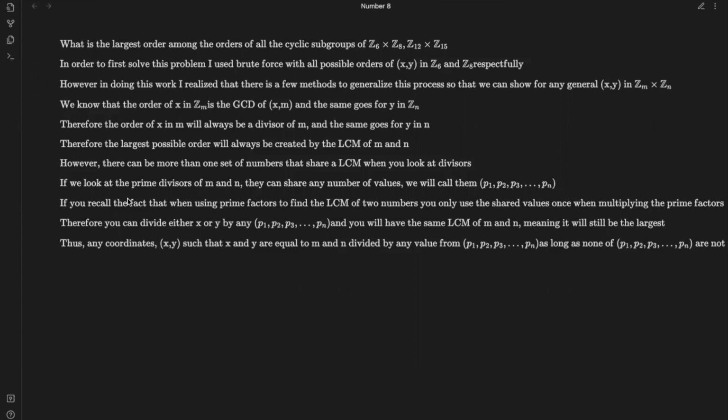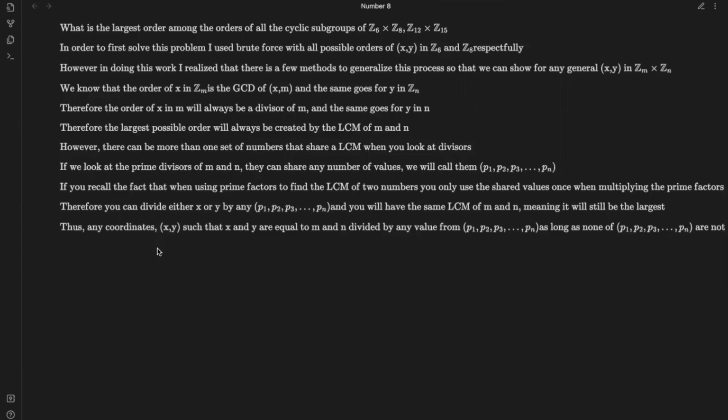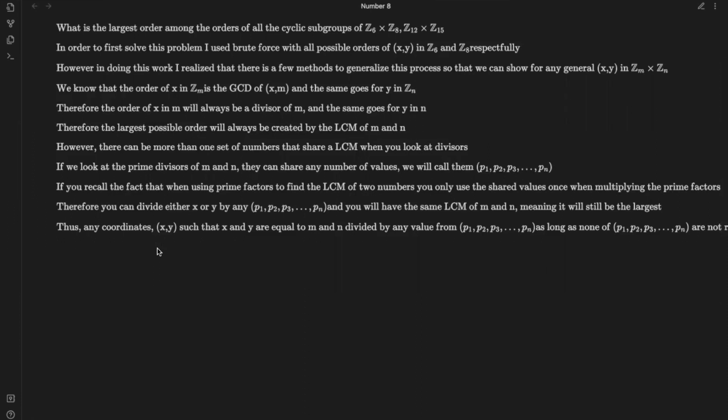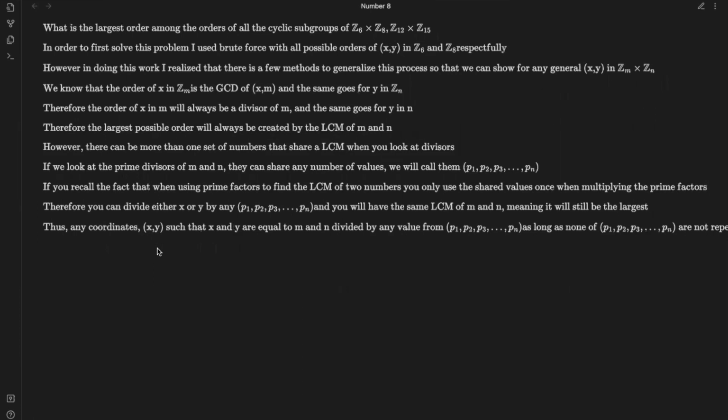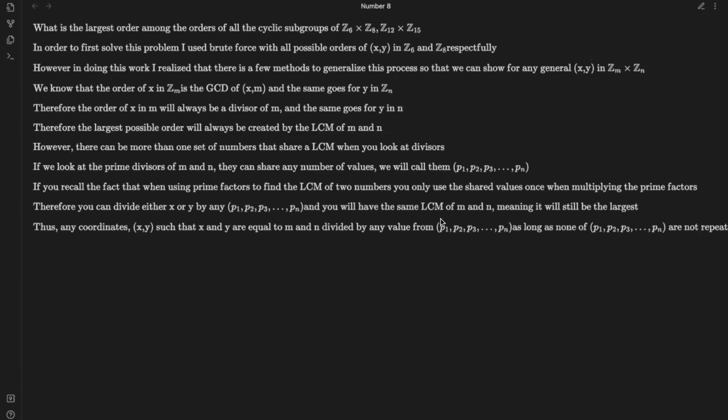We will call those shared values prime 1, prime 2, prime 3, all the way up to prime n. If you recall the fact that when we're using prime factors to find the lowest common multiple of any two numbers, you only use those shared values once when multiplying the prime factors. Therefore, you can divide either x or y by any p1, p2, p3 to pn, and you will have the same LCM of m and n, meaning it will still be the largest.